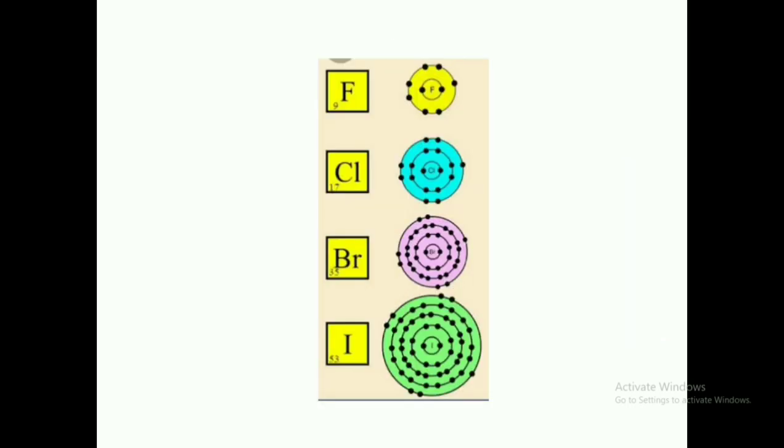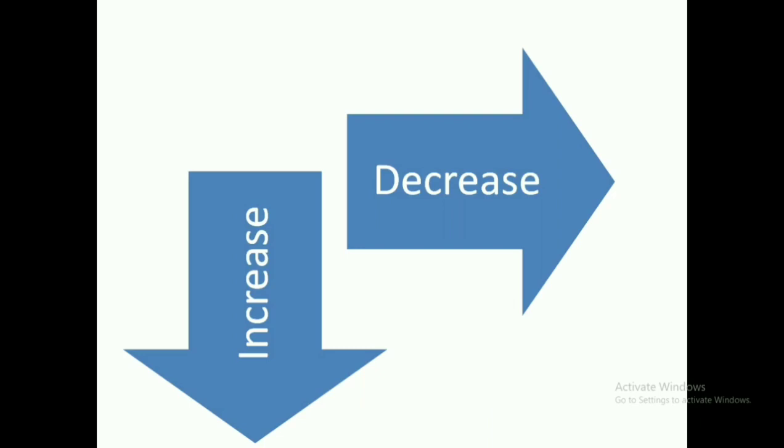Now, consider the elements of group 17, where fluorine contains 2 energy levels, but chlorine contains 3 energy levels, bromine contains 4 energy levels, and iodine contains 5 energy levels. That means a new energy level is added. So, the summary is that from left to right, atomic size decreases, and from top to bottom, atomic size increases.